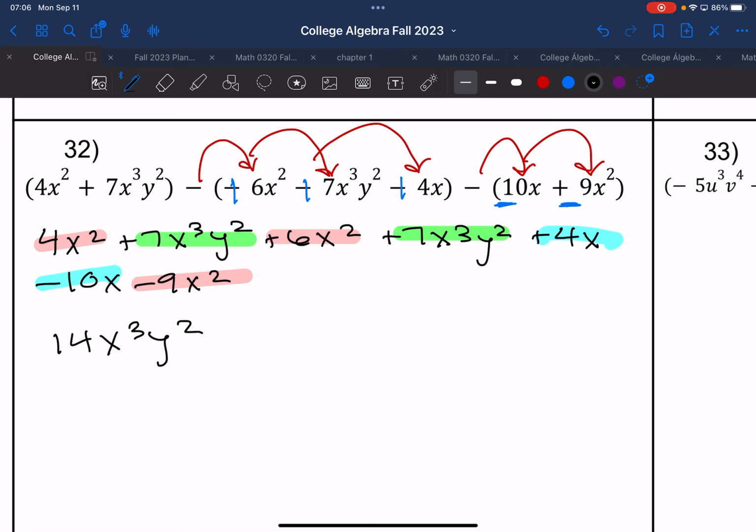So we have 4 plus 6 minus 9, which is x squared, so 1x squared. We don't need to write the 1. And then lastly, 4x minus 10x, negative 6x.